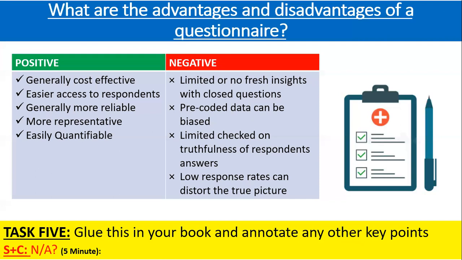Also, pre-coded data can be quite biased, depending on how the person set up the coding. There's also sort of limited checks to see if someone's telling the truth or not. Because generally speaking, there might be 50 closed questions, and it's just going to take quite a long time if you're doing that. And also, if you do have a low response rate, so let's say you only get 100 out of your 10,000, that's not necessarily representative, and it might distort the true picture of the research, that social world you're trying to study.